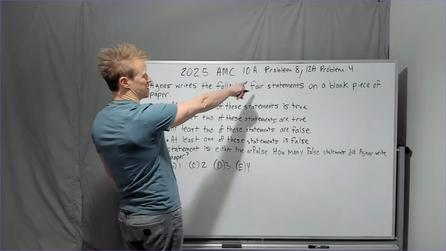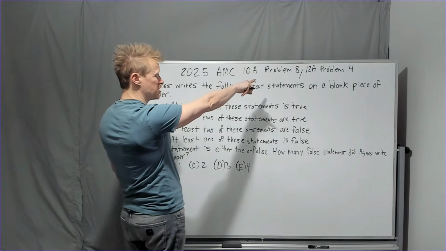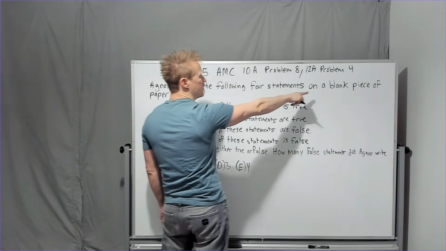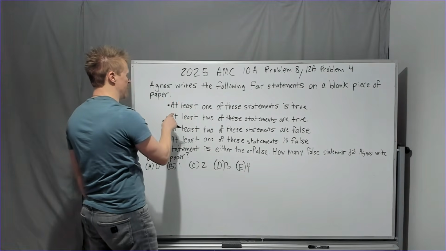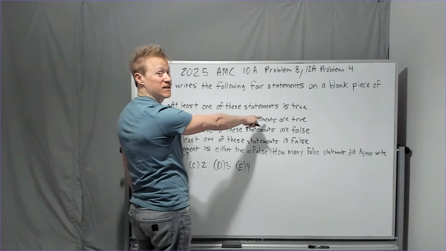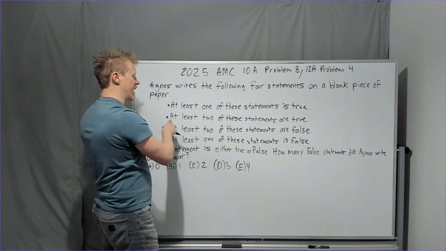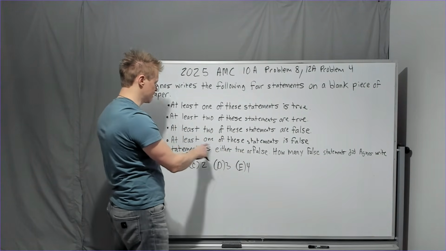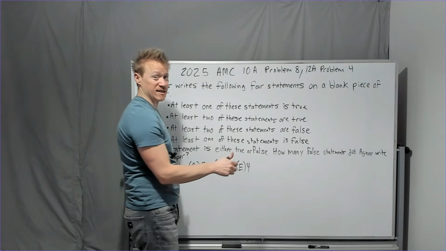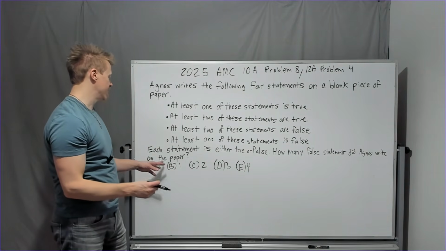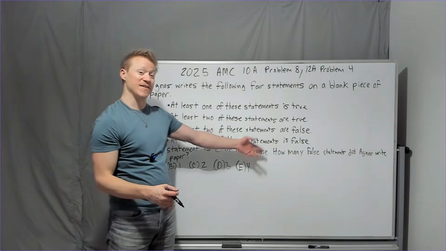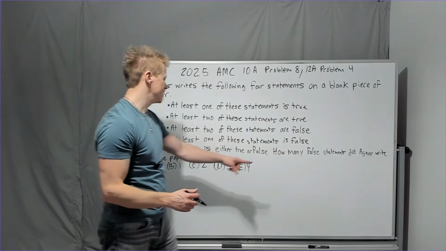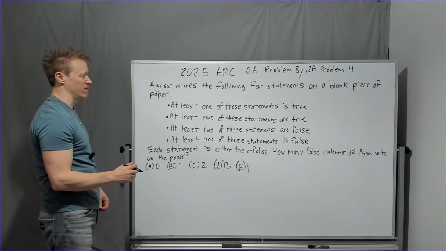Agnes writes, this is problem 8 for the 10A, 12A, problem 4. Agnes writes the following 4 statements on a blank piece of paper. At least one of these statements is true. At least 2 of these statements are true. At least 2 of these statements are false. Or at least one of these statements is false. So there's 4 statements. Each statement is either true or false. How many false statements did Agnes write on the paper?